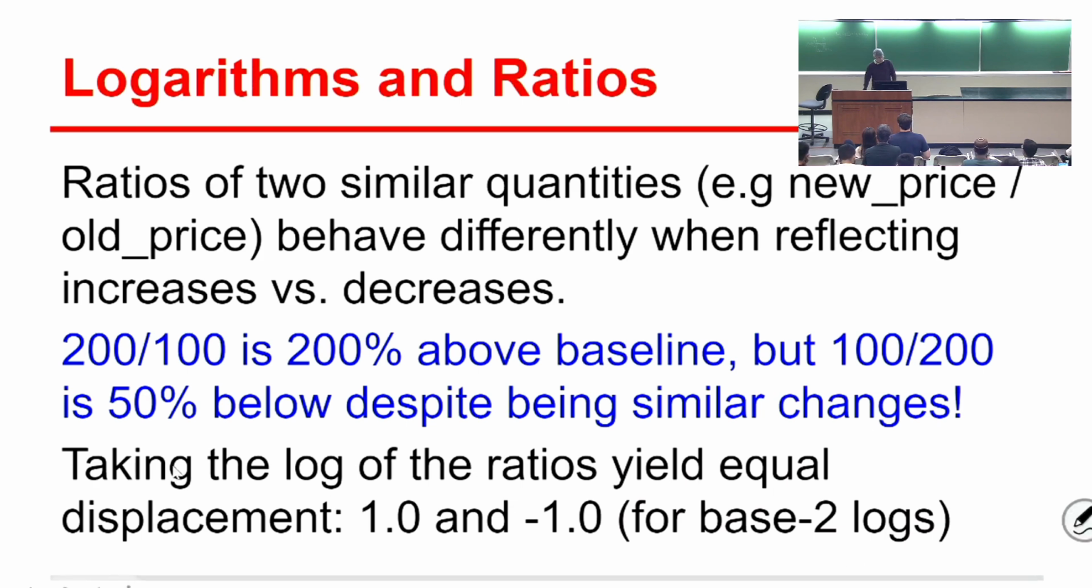Okay? But if you take the logs of ratios, you will see that the difference, if it was log base 2, doubling, the log base 2 of 2 is 1. The log base 2 of 1/2 is -1. So if you take logs, you get equal displacements in ratios. And this is an important thing. Any questions about that?